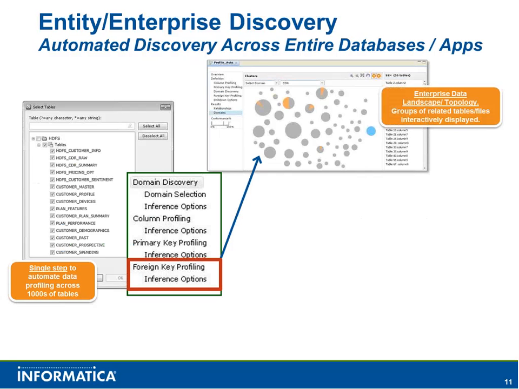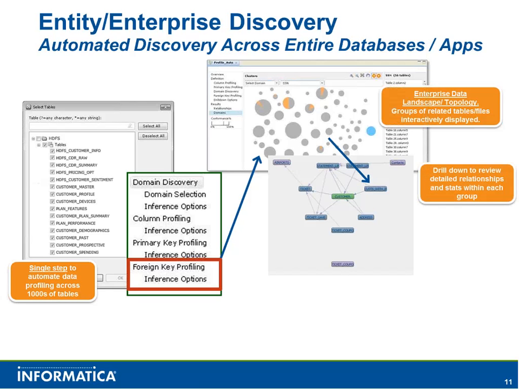The size of the circle is in proportion to the number of tables or data objects that were in that schema or that object. And then you can actually drill down further into that. So by just double-clicking on one of those circles, it will actually bring you in and show you all of the tables that are connected in that particular domain. And you can kind of see the various relationships.